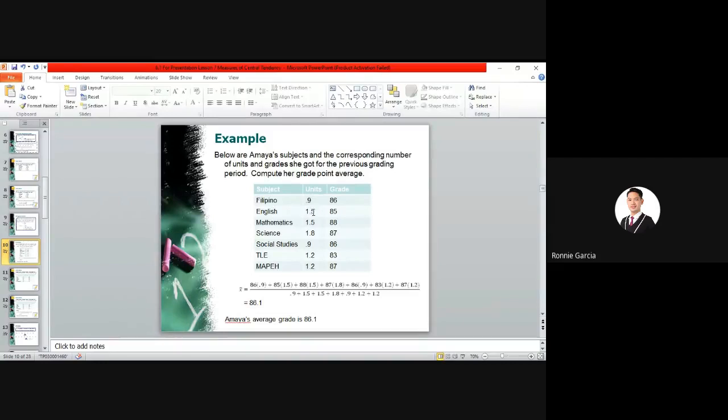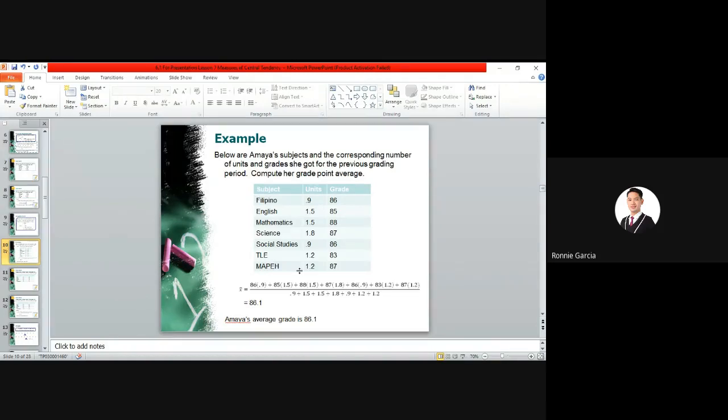English is 1.5 units. Math is still 1.5 units. Science, on the other hand, is 1.8. Social Studies, 0.9. While TLE and MAPE have 1.2 each. So lahi-lahi sila og weight. Tan-awa nimo ang 1.8 ang pinakataas. So sa tanan niyang subject, mas bugat ang Science, meaning mas dako siya og bearing pag mag-compute na siya sa iyang final grade point average. While ang Filipino and Social Studies ang pinakagamay og influence sa iyang outcome. Mao na siya ang meaning when we get the weights.